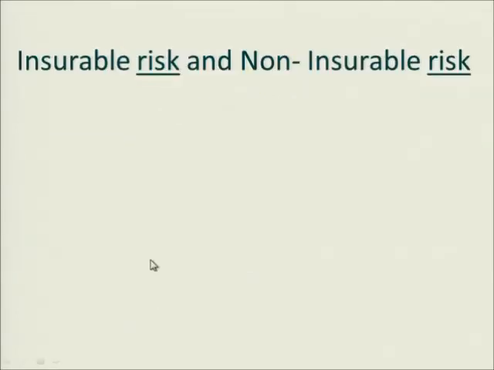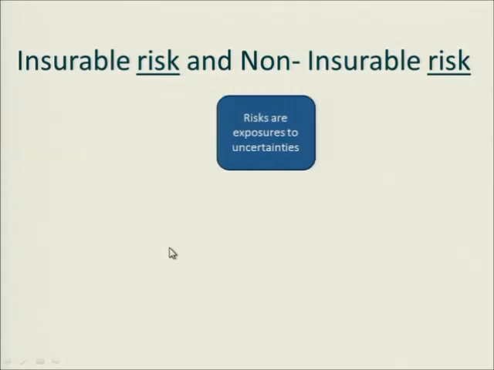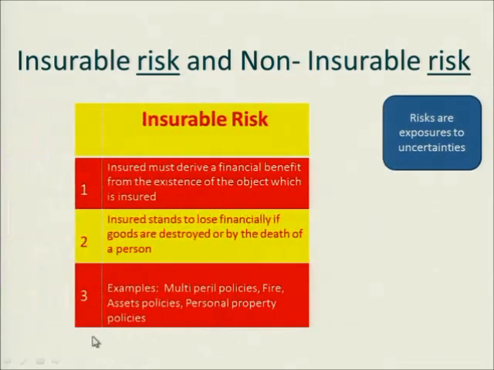object. So, insurable risk and non-insurable risk. Insurable risks are the risks that derive a financial benefit from the existence of an object which you insure. This is insurable risk. There must be a financial benefit to that particular object in case it is no more there. If it exists, there is a financial gain for you. So you insure that particular object so that when it is no more there, still there will be compensation for it because you are gaining from that one also.